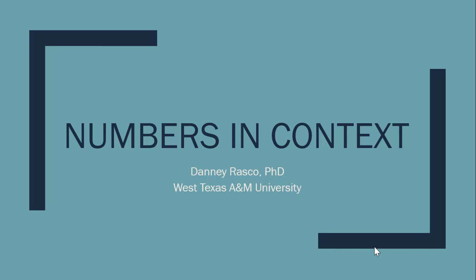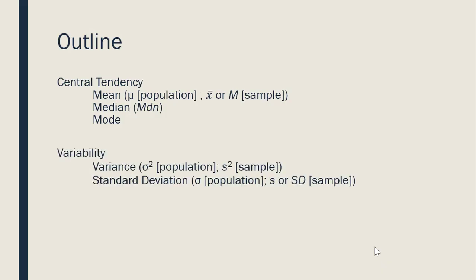This video reviews some key statistical concepts. Specifically, we cover measures of central tendency, measures of variability, and discuss how we can use measures of central tendency and variability to put numbers in context. That is to say, we will use these measures to understand how one number or score relates to other scores within a larger set of scores.